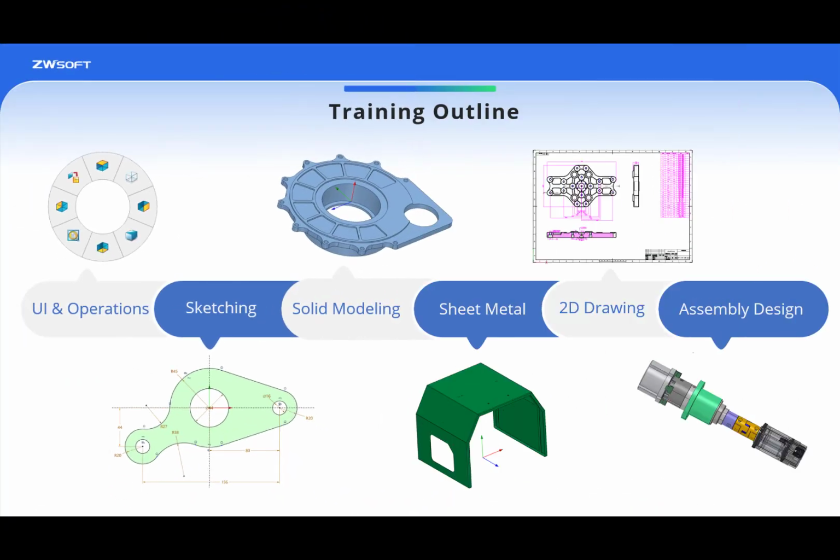Finally, let's take a quick look at the overall training outline. This course covers the following key modules: UI and operations, sketching, solid modeling, sheet metal, 2D drawing, and assembly design. These modules run through the entire course to help you master ZW3D core features and applications.